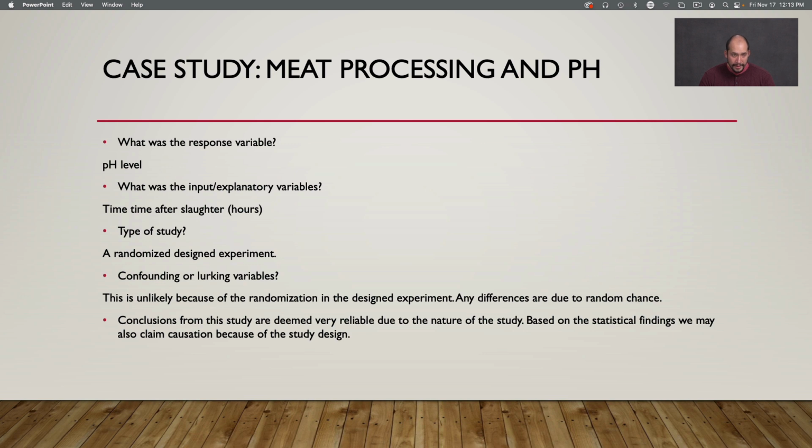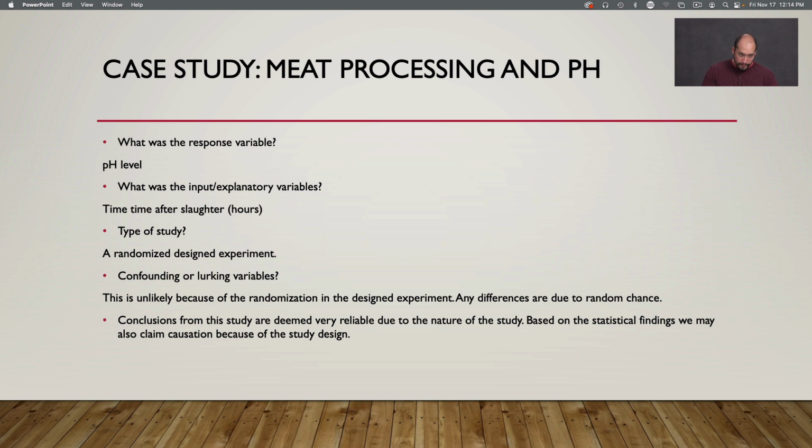Our first question is, what's the response variable? Well, we want to know the pH in the carcass. That's our response variable. What's the input variable? The time after slaughter at which it's measured. Okay. And the type of study here is a randomized designed experiment because they assigned, and it should be stressed, although it wasn't stressed enough in the previous slide, that the steer were randomly assigned to various different times to be measured.